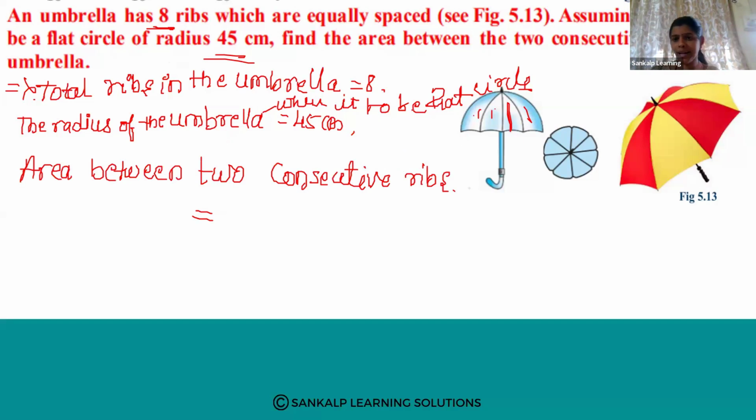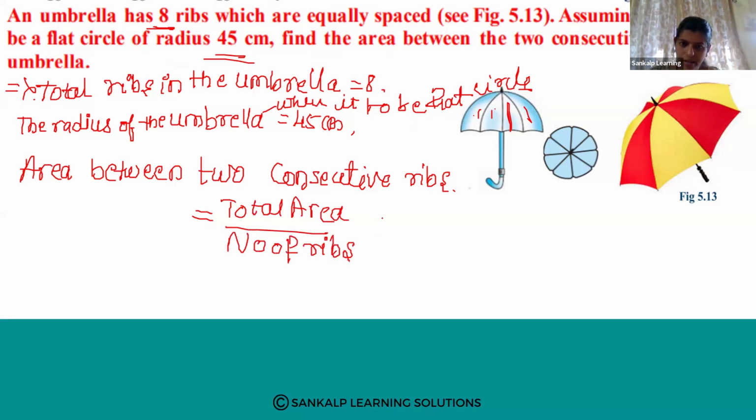Here how many ribs are there? 8 ribs are there. To find the area between two consecutive ribs, you need to know the total area and the number of ribs. The total area is in the form of a circle. So total area is pi r square, right? Total area divided by number of ribs. Pi r square divided by total number of ribs, which is 8.